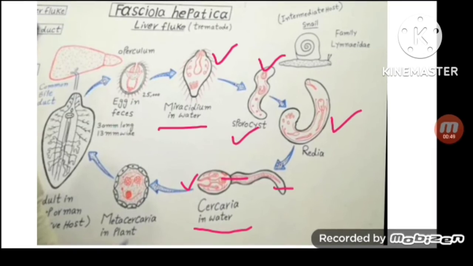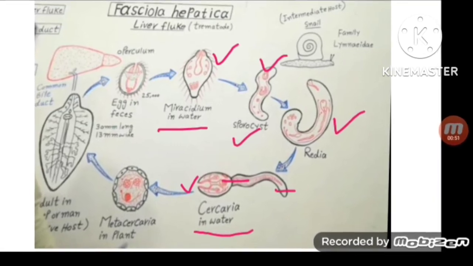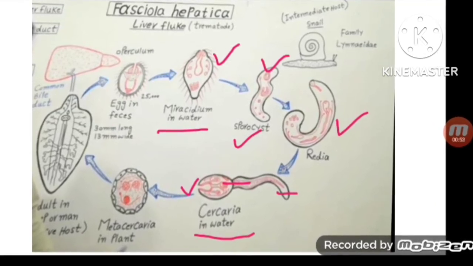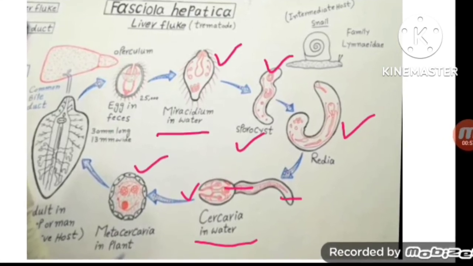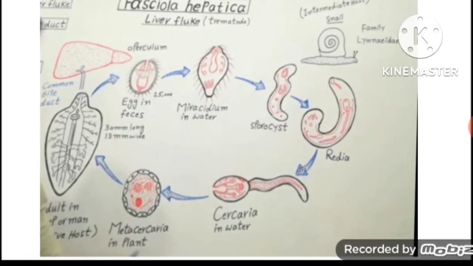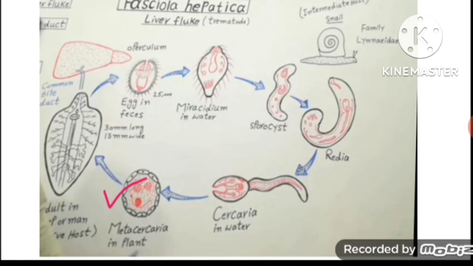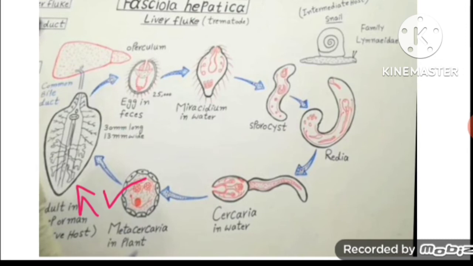Then the cercaria comes out of the snail and swims freely to find its second intermediate host. The second intermediate host may be a vertebrate, invertebrate or plant. In the body of the second intermediate host, the larva is converted into the metacercaria stage. At this stage, the plant or the second intermediate host is ingested by the definitive host, which is sheep and humans. So in the body of the humans, the metacercaria gets converted into an adult, and now the cycle is completed.